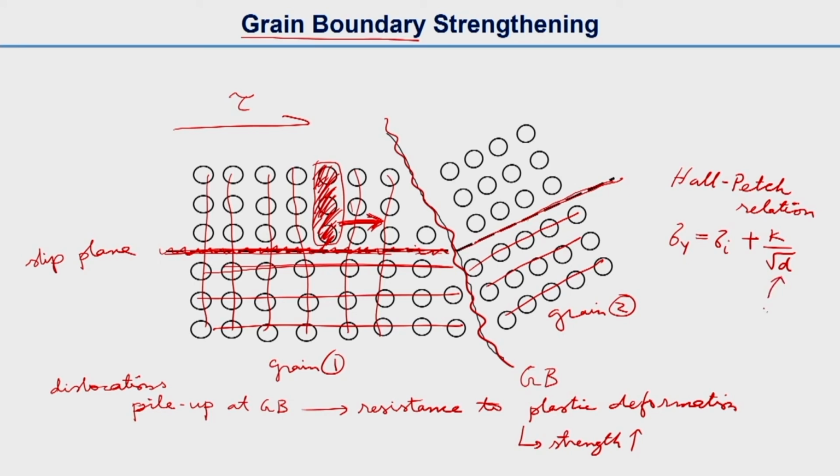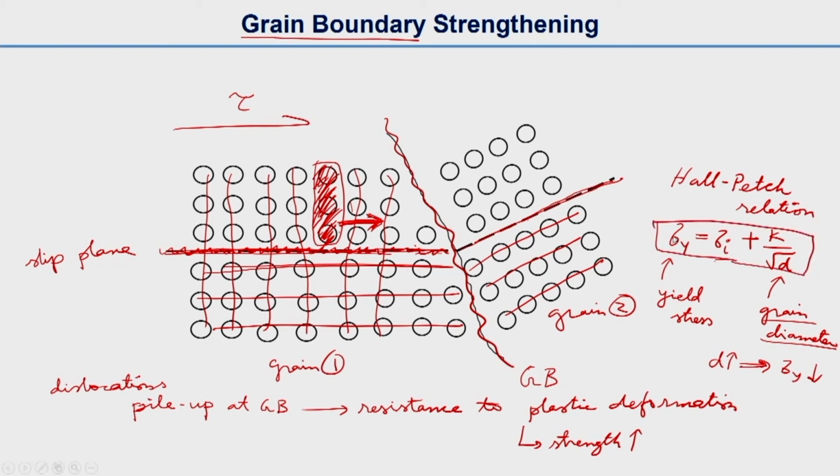Here d is the grain diameter, and k is a constant, and sigma i is the base stress we discussed earlier. That is the stress to move a dislocation in a single crystal, sigma i, and sigma y is the yield stress. So the yield stress will decrease if we have a bigger grain. That means if d is higher, sigma y will be lower.